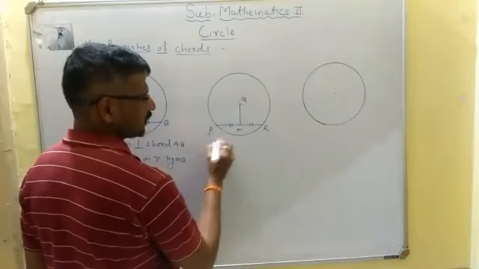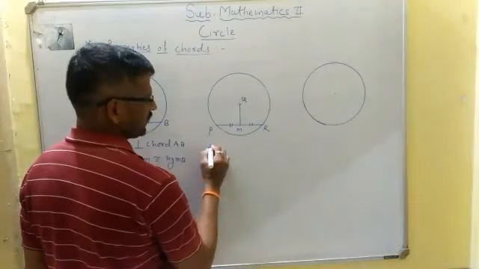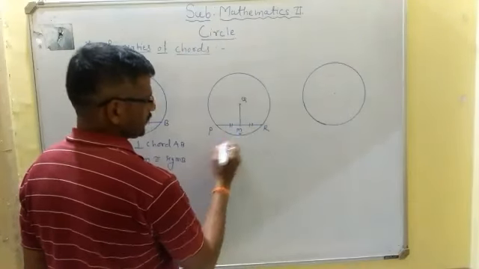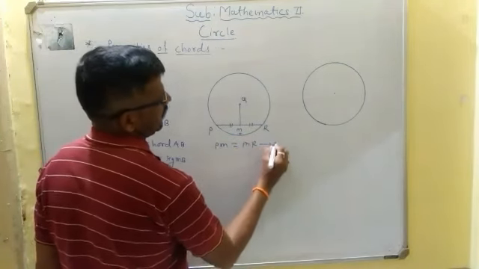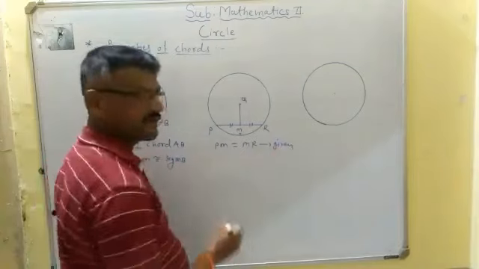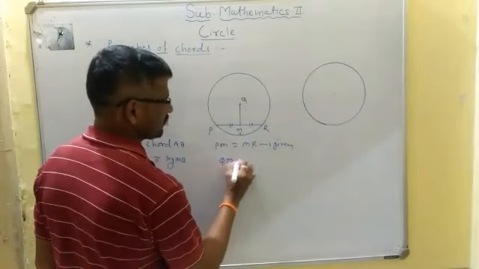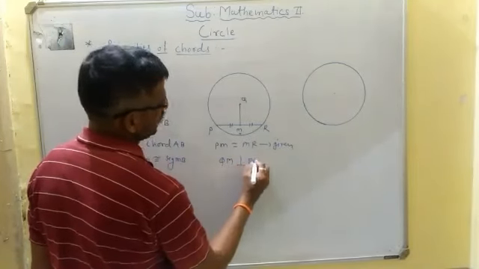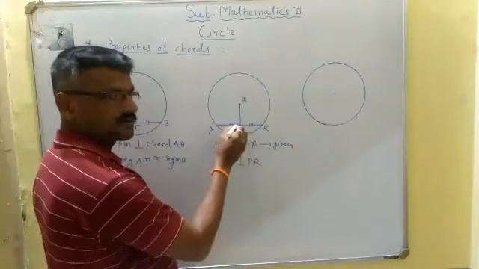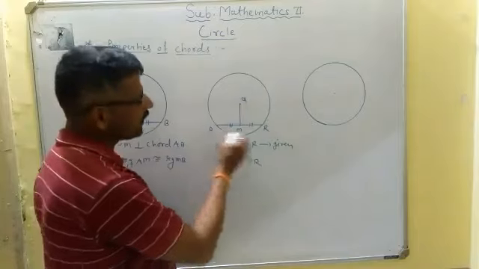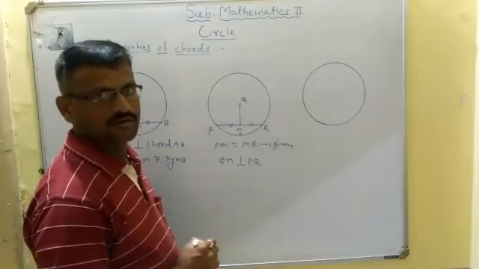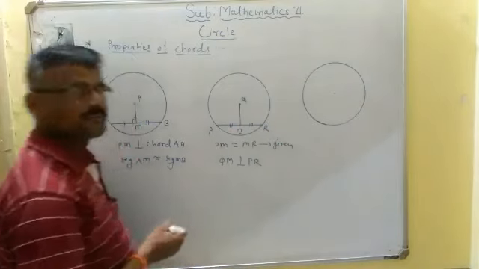If Q is the center of the circle and M is the midpoint of the chord, that means here PM is equal to MR. That's the given. And from that, what do we get? QM is perpendicular to the chord PR. That means a segment joining the midpoint of the chord and the center is perpendicular to that chord. That concept we learned previously.